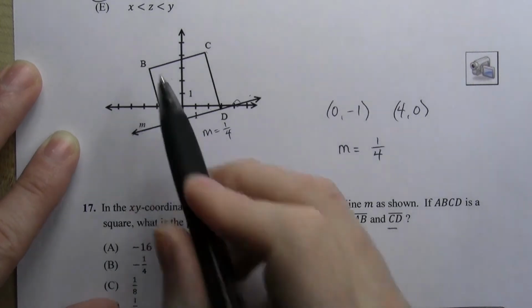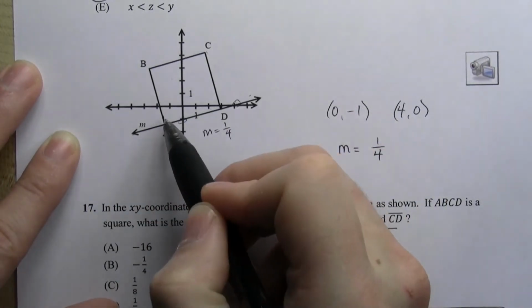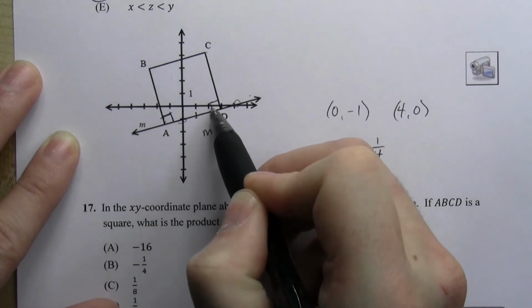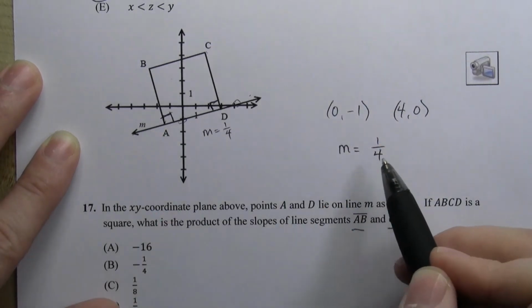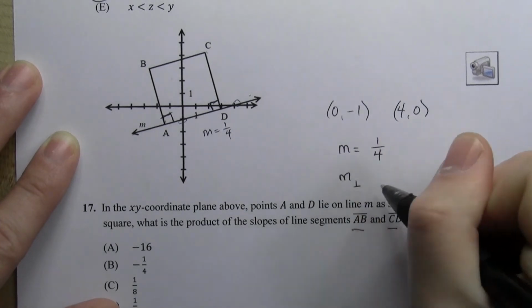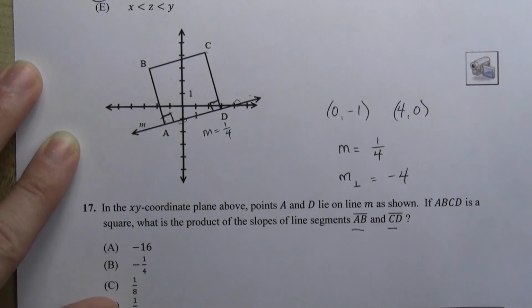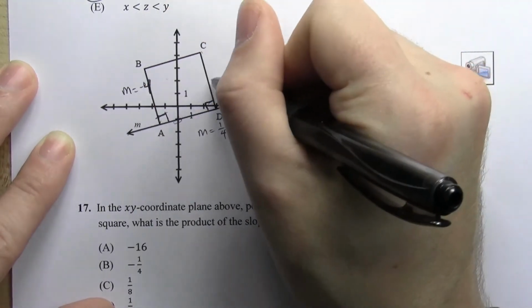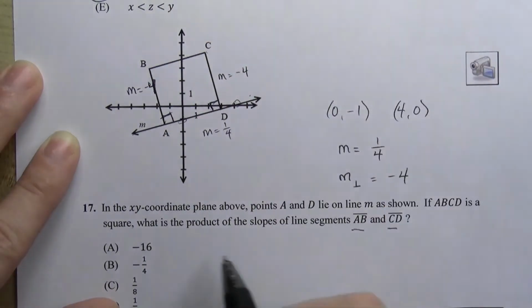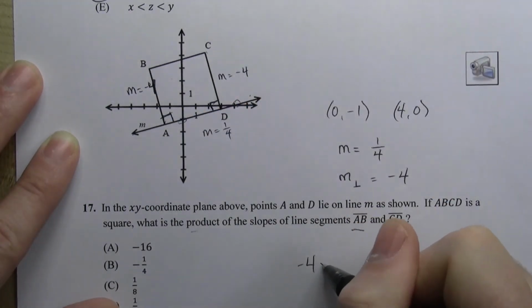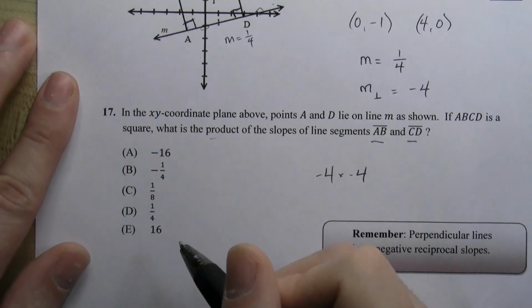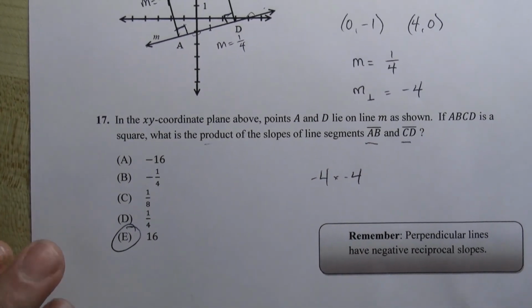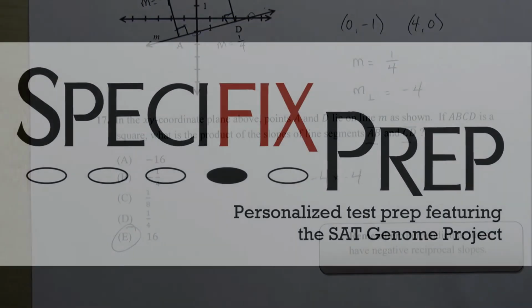And we need to find the slopes of AB and CD. Now, because this is a square, these are perpendicular. The right angles of a square mean that the slope of both of these lines is going to be the negative reciprocal of M. So the slope of the perpendicular is -4. The slope of this line is -4, and the slope of this line is -4. And they want to know the product of the slopes. -4 times -4 is 16. So sometimes you won't be able to find slopes directly, but you can use the fact that perpendicular slopes have negative reciprocal values.